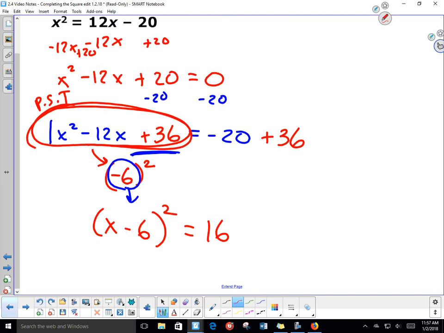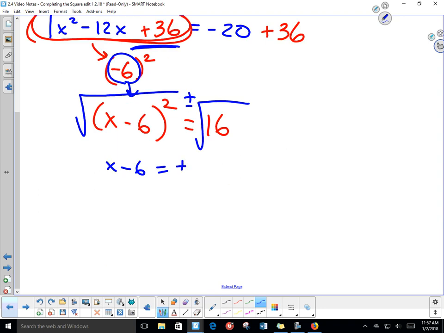And so now we're going to have to solve this equation. We already have a binomial squared, and we like that, so we're going to take the square root of both sides. Don't forget the plus or minus. The square rooting and the squaring cancel each other out, so we get x minus 6 equaling plus or minus, and the square root of 16 is 4.